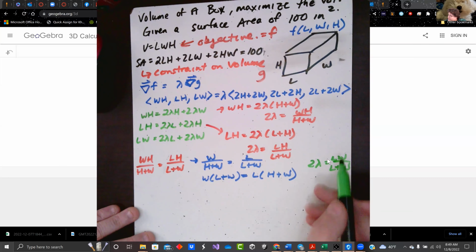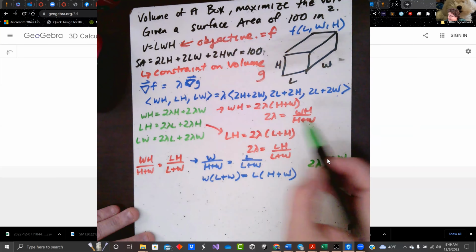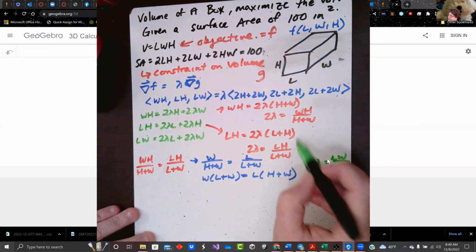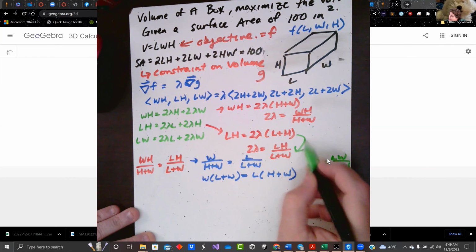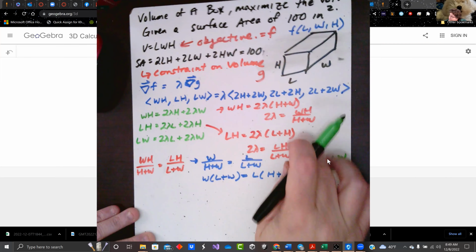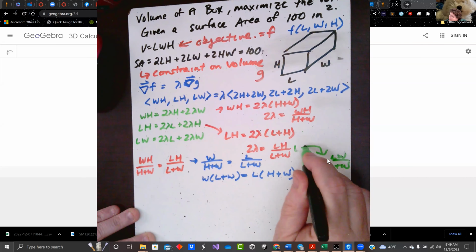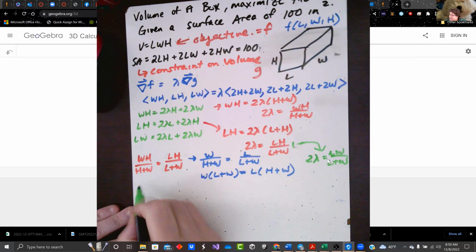So I could equate this to one of the other ones. I did the top two. Let's do the middle two. I'll put these two together. Not those two, these two together. And I've got LH.